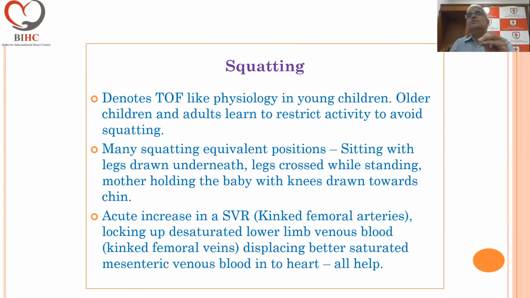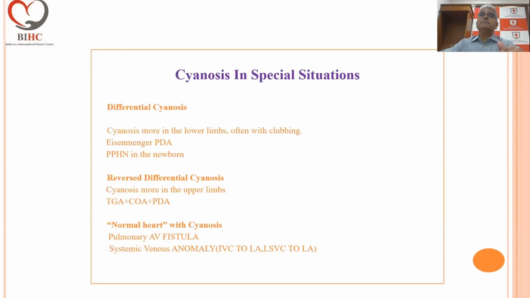When the baby with severe cyanosis squats, the kinked femoral arteries would increase systemic vascular resistance. The kinked femoral veins will lock up desaturated blood in the lower limbs, and the better saturated mesenteric venous blood is displaced into the lung, into the heart. All these help in improving the saturation.